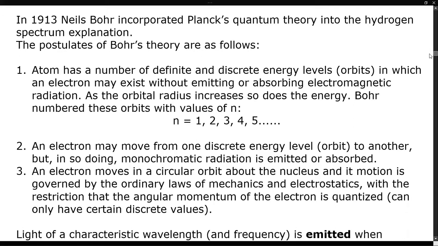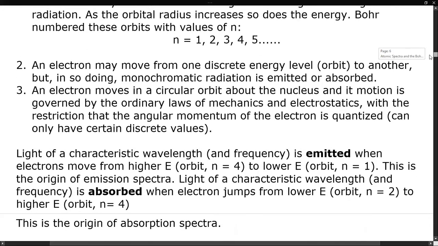In the Bohr model, the electrons moved in circular orbits around the nucleus, where the motion is governed by the ordinary laws of physics, with the exception that the energy is quantized, that it takes on a particular energy for a particular orbit.